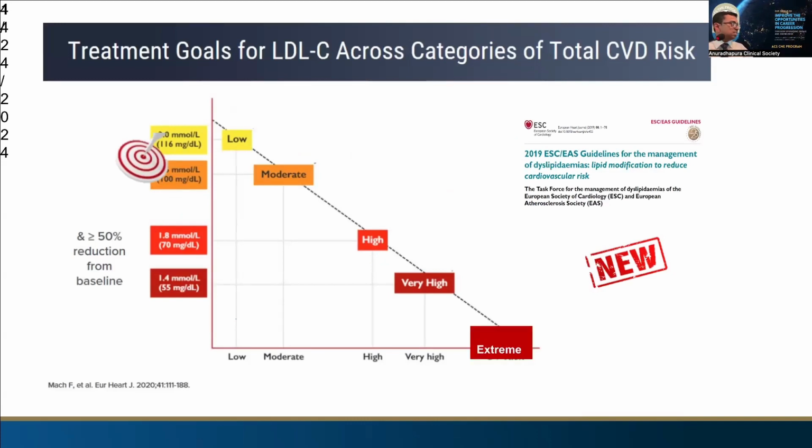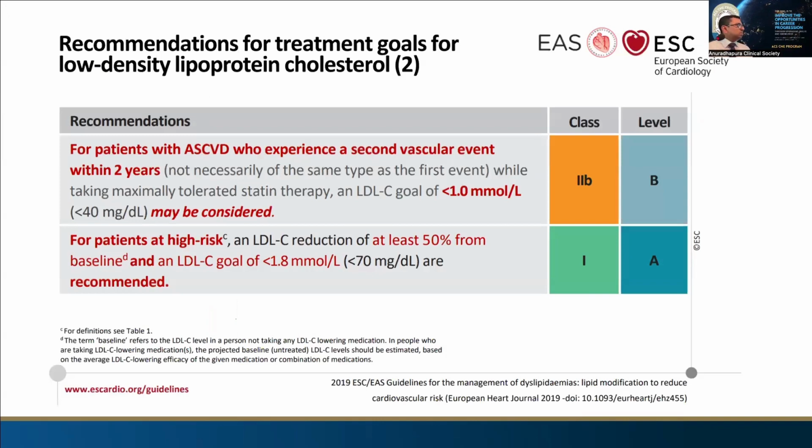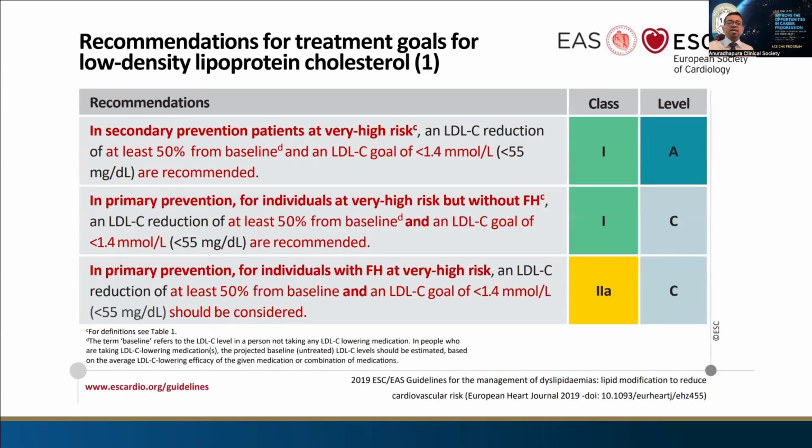So if your patient is in the extreme risk group, you have to keep the LDL well below 40. And depending on these risk factors, you have to give them a goal for their LDL levels. So the guidelines say if you have very high risk, you have to keep it less than 40. The patient with high risk, you may control it at 70. The patient with very high risk, 55. Even for primary prevention, you have to keep it well below 55 if they have very high risk, or if they have a very high family history.